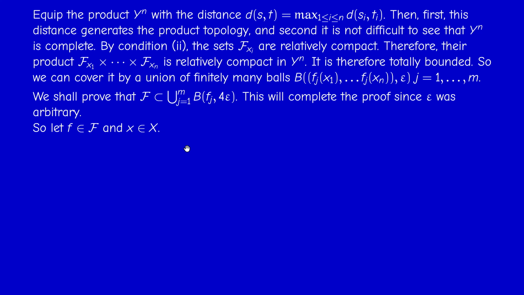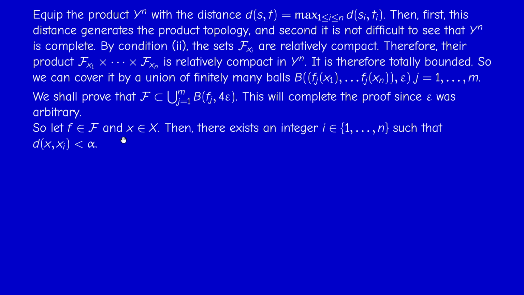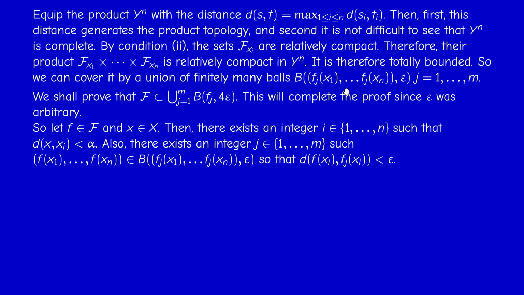So how do I prove this? I take an element here and prove that it's here. So take an element small f in this collection and pick a point small x in this space. According to what we said in the previous slide, capital X is the union of balls of center xi and radius alpha. So we can find an integer i such that the distance between x and xi is less than alpha. And according to what we said here, we can cover this product by finitely many balls, m balls actually.